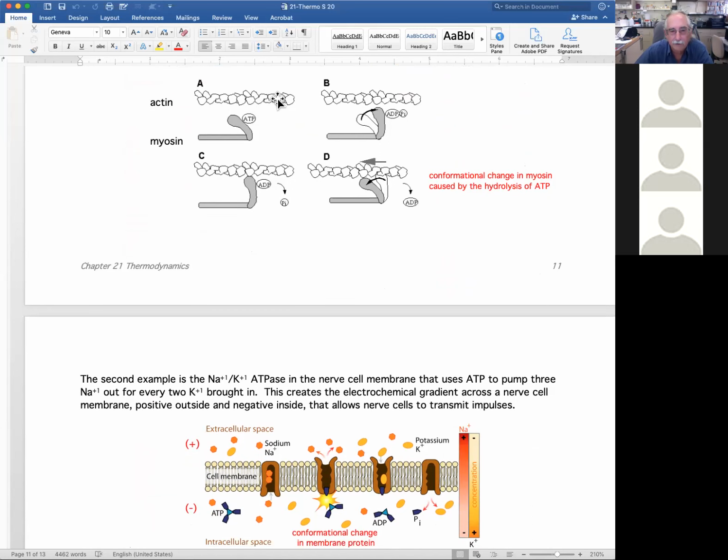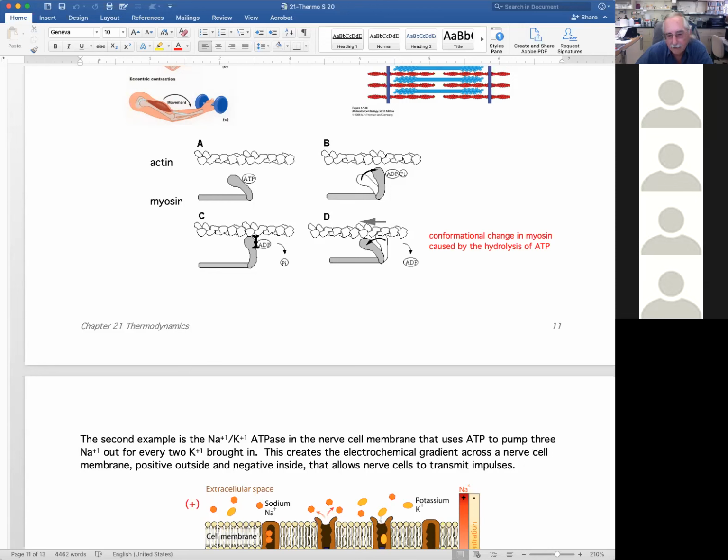So ATP is bound to it. And then ATP gets hydrolyzed. And during the hydrolysis of this ATP, you see this movement of part of the myosin molecule. That allows it to attach to the thin filament and then cause this motion to happen. So it attaches over here, pulls it that direction, thereby shortening this distance between the two Z lines. So this is a conformational change that happens upon hydrolysis of ATP.